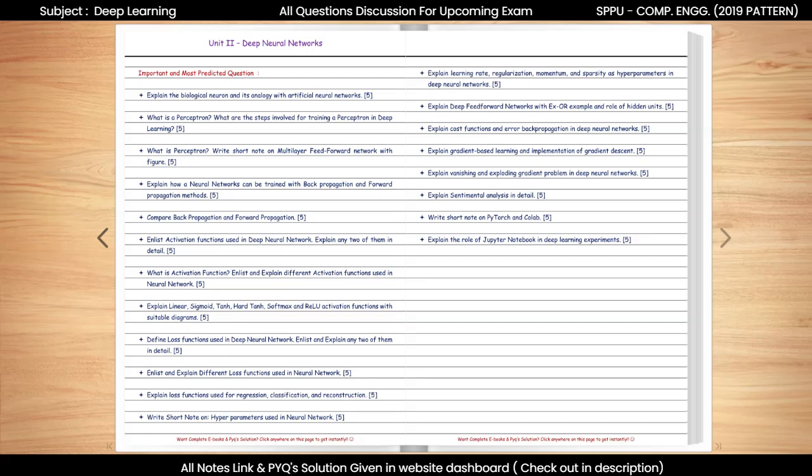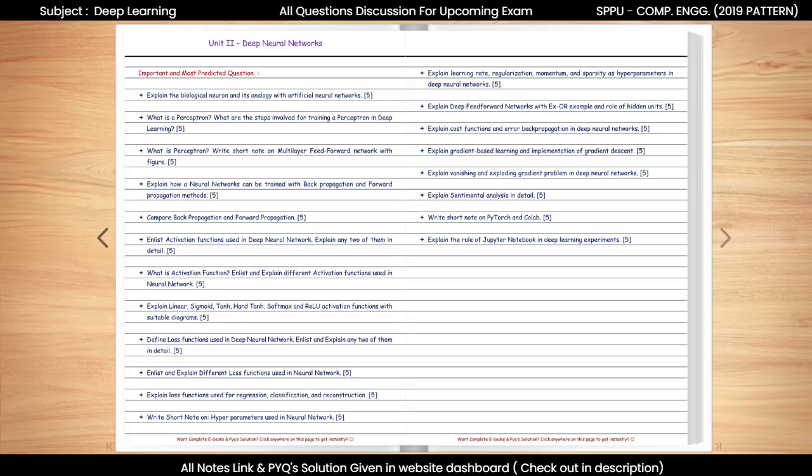We start with the question. Explain the biological neuron and its analogy with artificial neural networks. A biological neuron is a basic unit of the human brain. It has dendrites that receive signals, a cell body that processes signals, and an axon that sends signals to other neurons. In artificial neural networks, this idea is copied in a simple mathematical form. Inputs act like dendrites, weights decide the strength of each input, the summation acts like the cell body, and the output acts like the axon.